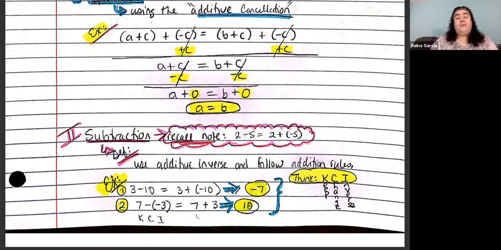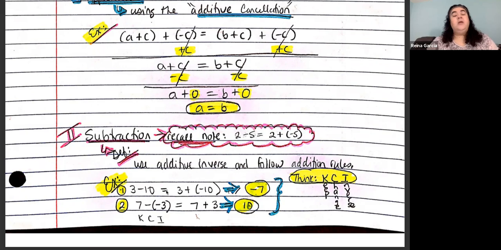So for example, instead of doing 3 minus 10, I just use the additive inverse and write that as 3 plus a negative 10. And now I'm following the rules for addition of integers, which tell me that because these two have different signs, I'm going to subtract the smaller from the larger. So 10 minus 3 is 7. And I'm going to keep the sign of the bigger number. 10 was the bigger number and it was negative, so my answer will be negative 7.